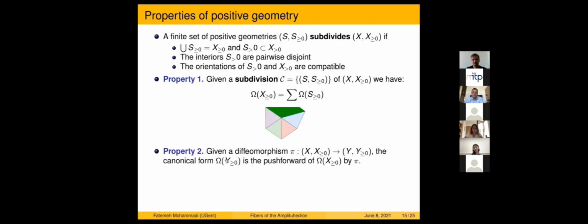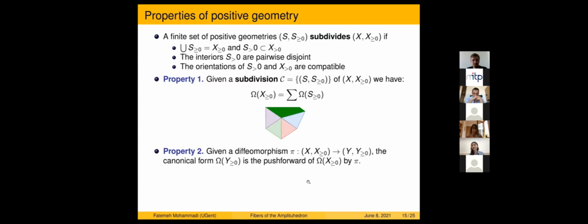Okay. And the second property is that whenever you have a diffeomorphism from x plus to y plus, so you have this nice map, you want the canonical form of the image to be computable as a push forward of the canonical form of the original space.